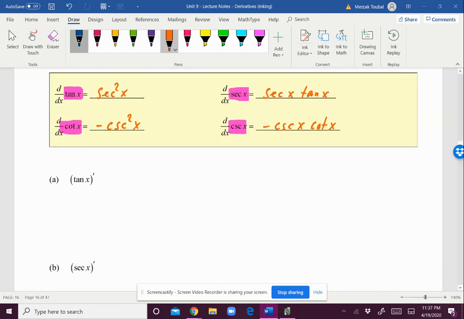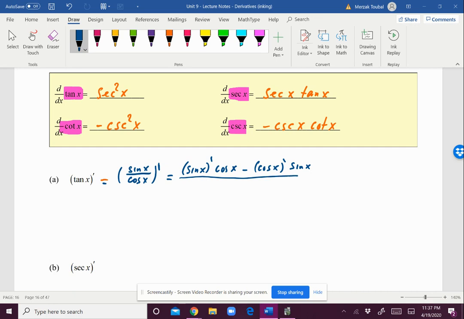So the idea is I'm going to write tangent as sine over cosine, which is the quotient identity. Now, derivative of sine over cosine, we're going to use the quotient rule. So it's a derivative of sine times cosine minus derivative of cosine times sine, all this divided by cosine squared.